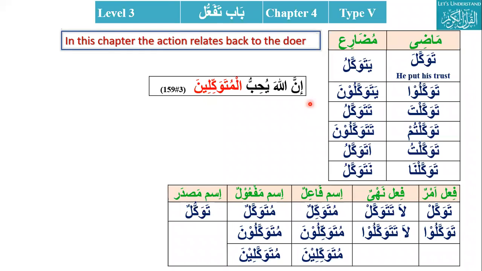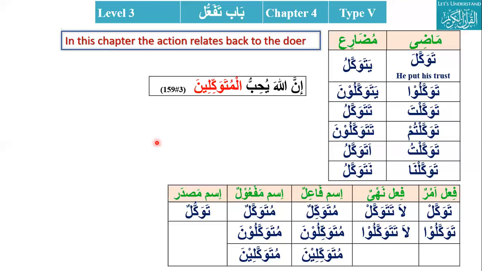Can you also take this ayah, please? Bismillah ar-Rahman ar-Rahim. Auzubillahi minash shaitanir rajeem. Inna Allaha yuhibbul mutawakkilin. Inna, indeed, Allah, yuhibbu, He loves, al-mutawakkilin, those who put their trust. Indeed, Allah loves those who put their trust. Yes, thank you, Brother Naeem.